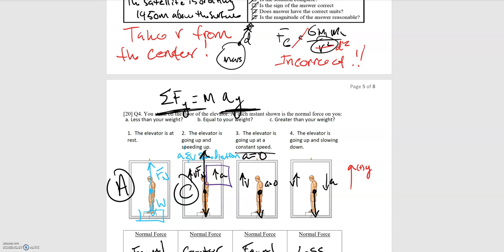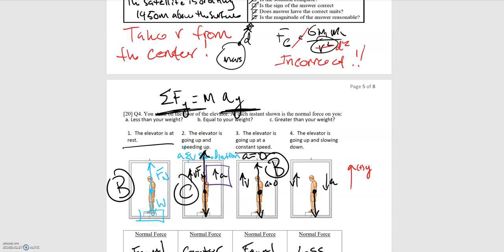So if acceleration is 0, what do we know about the sum of the forces? Well, it's going to be no different than the elevator being at rest. The normal force is going to be equal to our weight force. And so what is that? Oh, I made a mistake back here. Sorry about that. That's B, equal to your weight. And again, here, B is equal to your weight. Because there's 0 acceleration, the forces must cancel, so the normal force must be equal and opposite to your weight force.